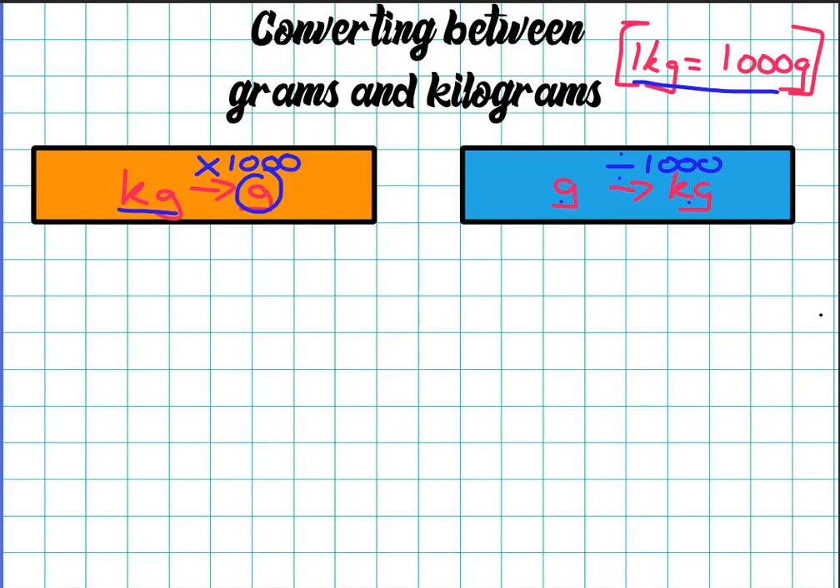Multiplying and dividing by 1,000 are relatively straightforward skills. We have done multiplying and dividing by 10. We've done multiplying and dividing by 100. This is just one step further. We're looking at 1,000.